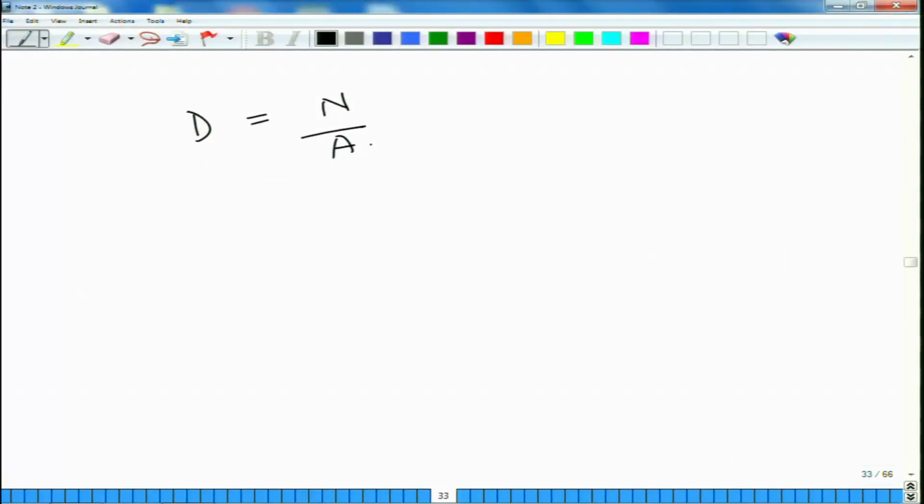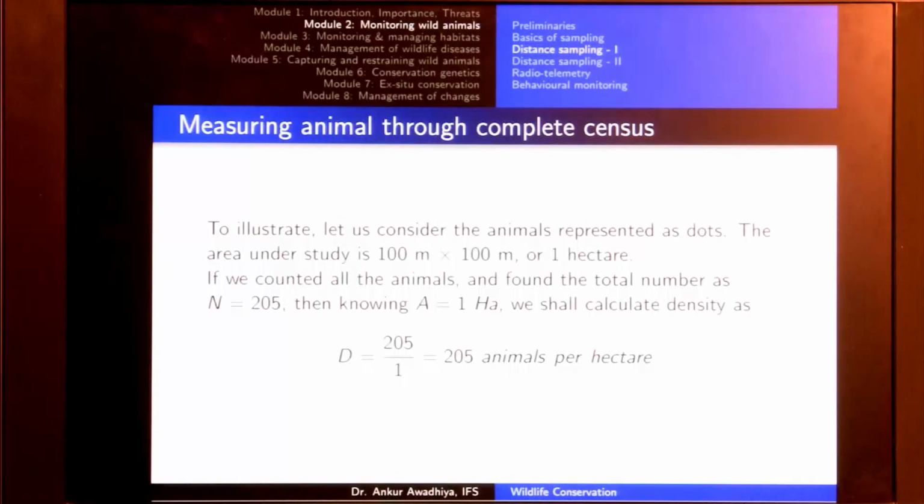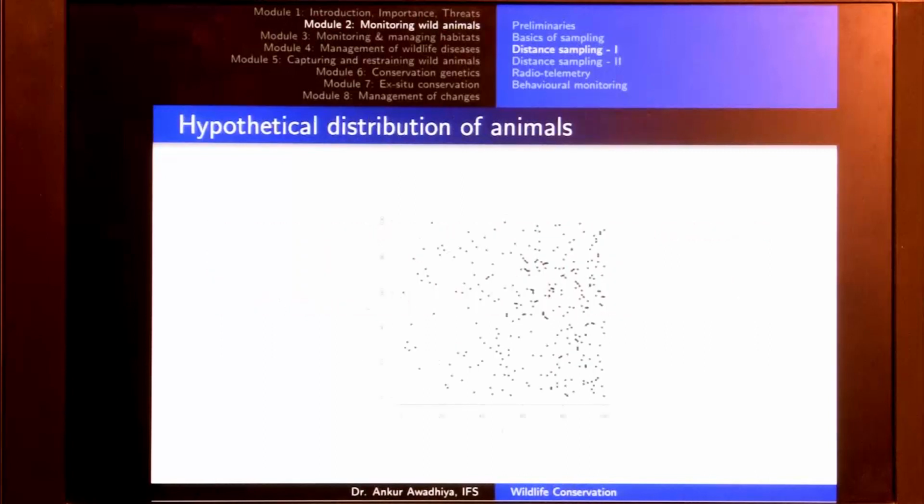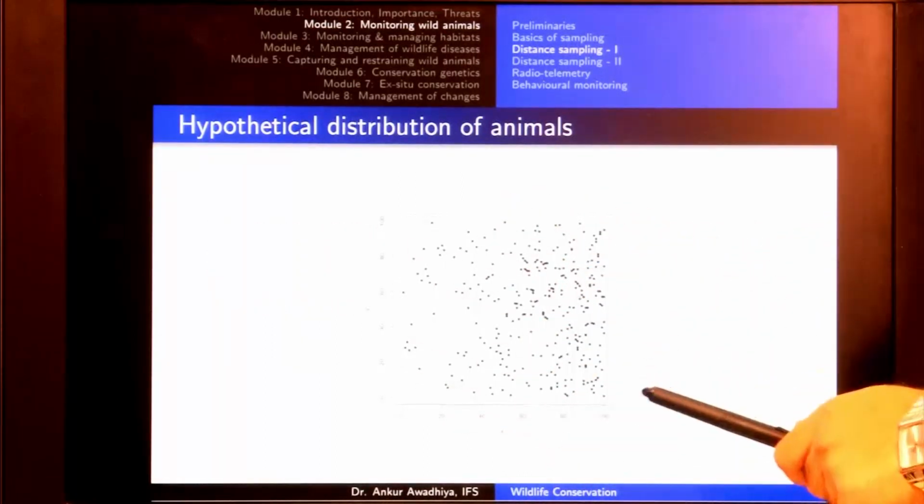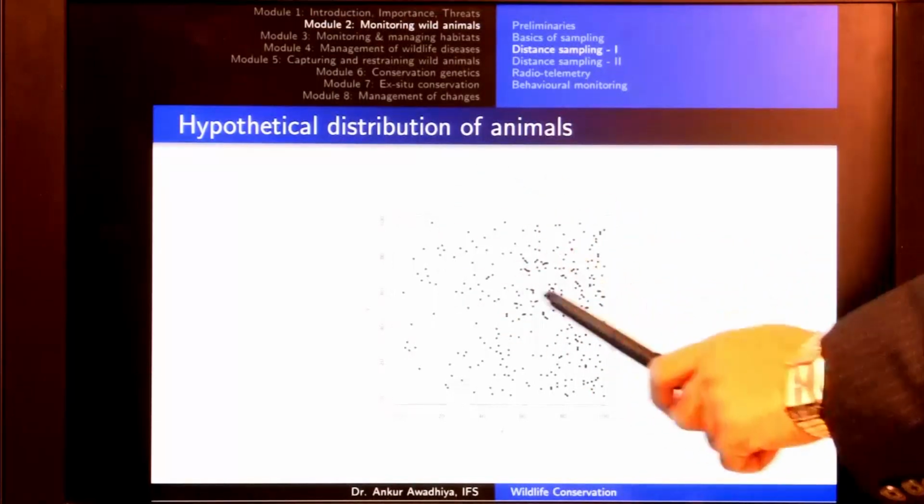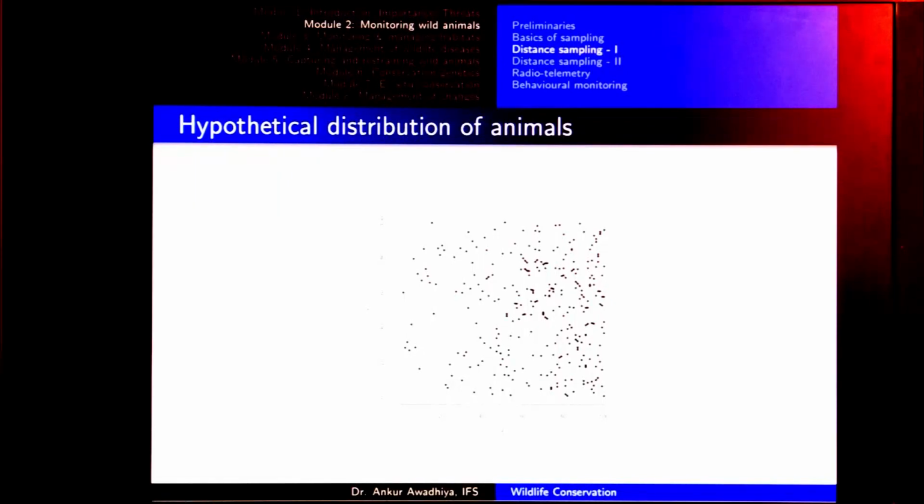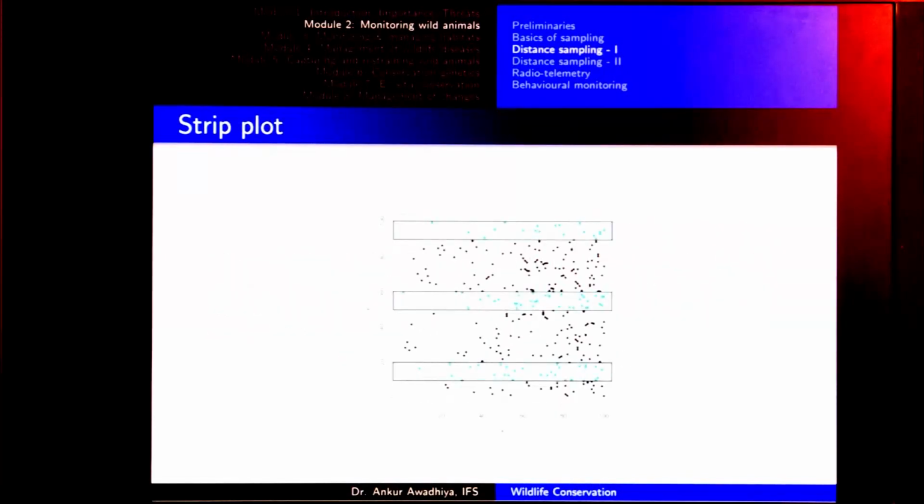But then, doing a complete census is in most cases difficult. So, can we make use of some sampling procedure in place of a complete census? In the case of a sampling procedure, we would not be using the complete number of animals in the forest. We will not be counting the whole of the animals, but we will be dividing this area into small plots, and then we will be using the number of animals in those plots to get an estimate. So, in this case we can make use of a strip plot.